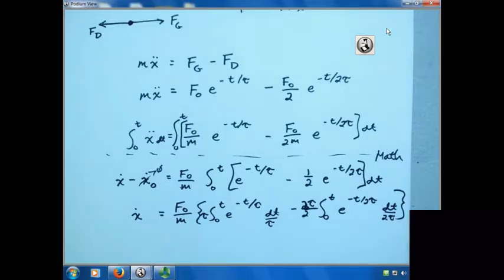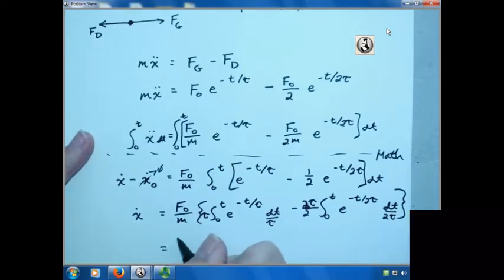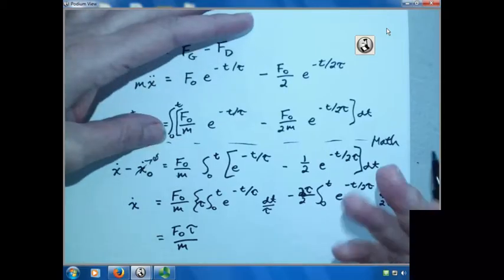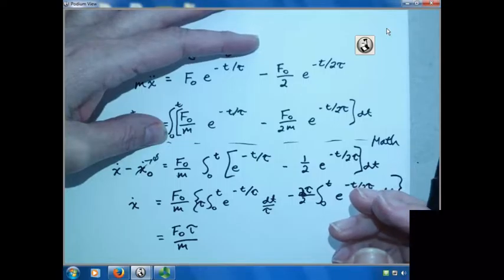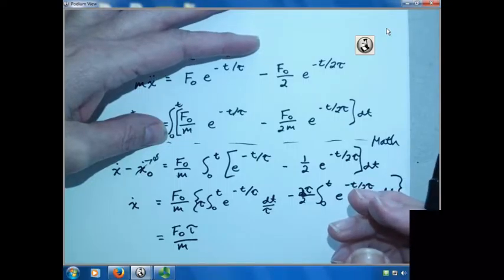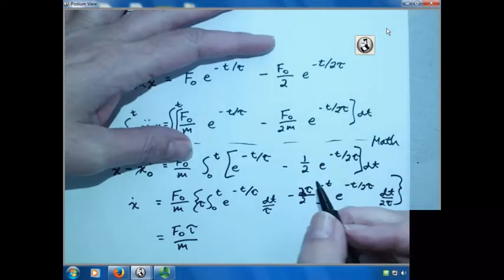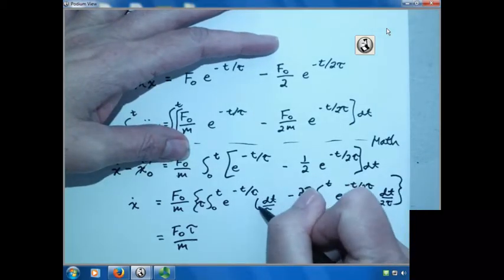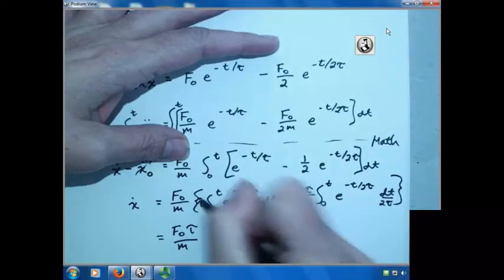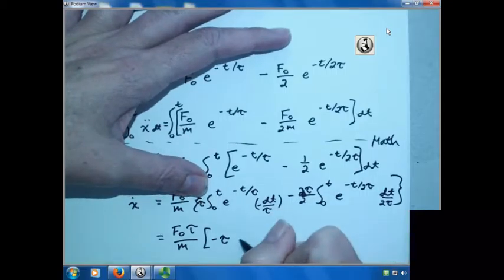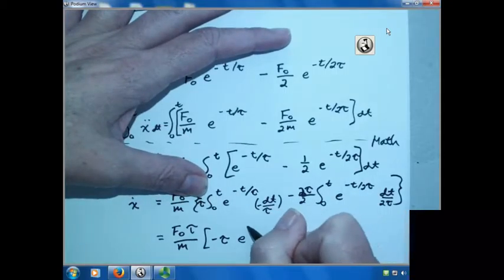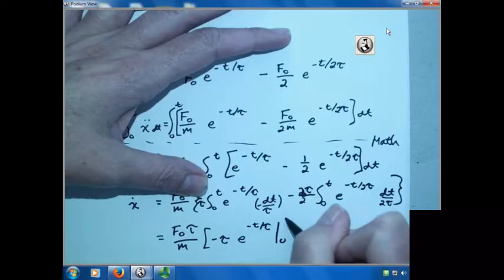Okay, cool. Now I have an integral I know how to do in both cases. So my first term is f naught tau over m. And e to the u du is kind of nice for giving us e to the u. I do have to do the minus sign, don't I? Yeah, I've got to do the minus sign. So I will put a minus sign here and a minus sign out front. Sorry, it's getting so crowded. Minus tau. All right, so then I get e to the u, so e to the minus t over tau, which I have to evaluate from 0 to t.